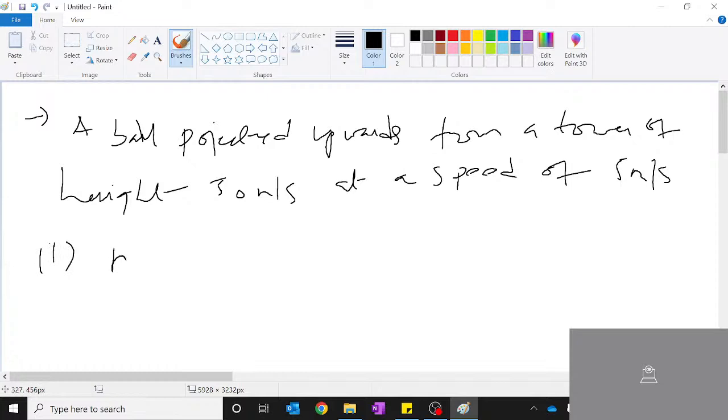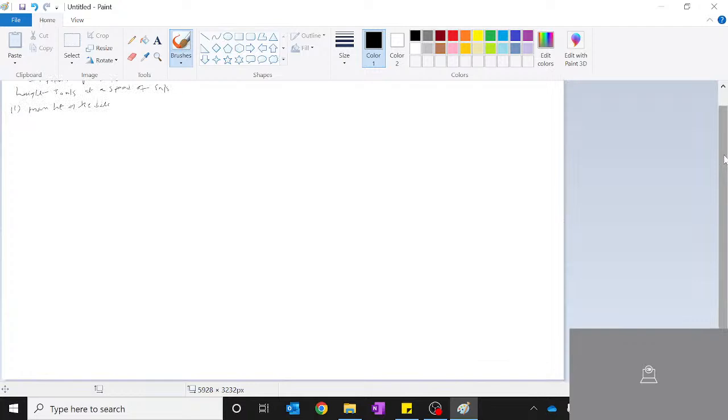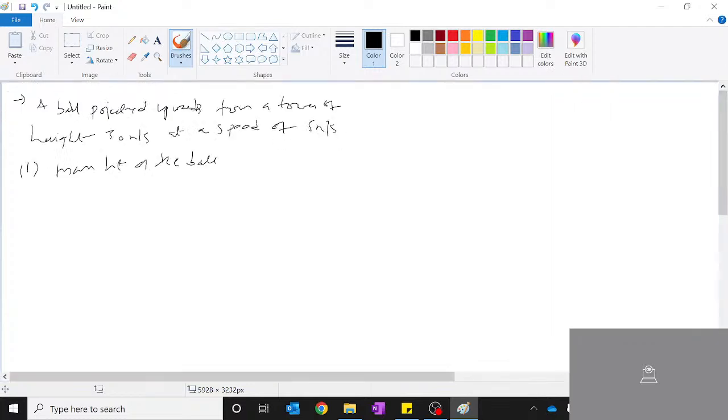Now find the maximum height of the ball. Now you have understood the question. Till now, we have thrown the ball up from the ground, or we have thrown it down from a building. Now what he has done here is, he has said there is a tower like this of 50 meters, and a ball is thrown further upwards.